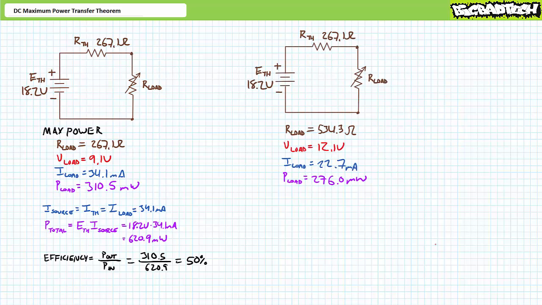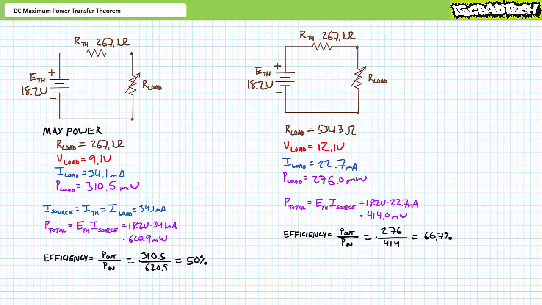Consider a case when our load is twice the Thevenin's equivalent resistance, or 534.3 ohms. During these conditions, V load equals 12.1 volts, I load equals 22.7 milliamperes, and power dissipated by the load equals 276 milliwatts. The source, however, delivers a total of 414 milliwatts to this system, of which 276 milliwatts, or roughly 66.7%, are being put to good use. Any power dissipated by RTH is considered a loss to this system. In this case, power delivered to the variable load resistor is less than maximum power conditions. However, it's being used more efficiently.